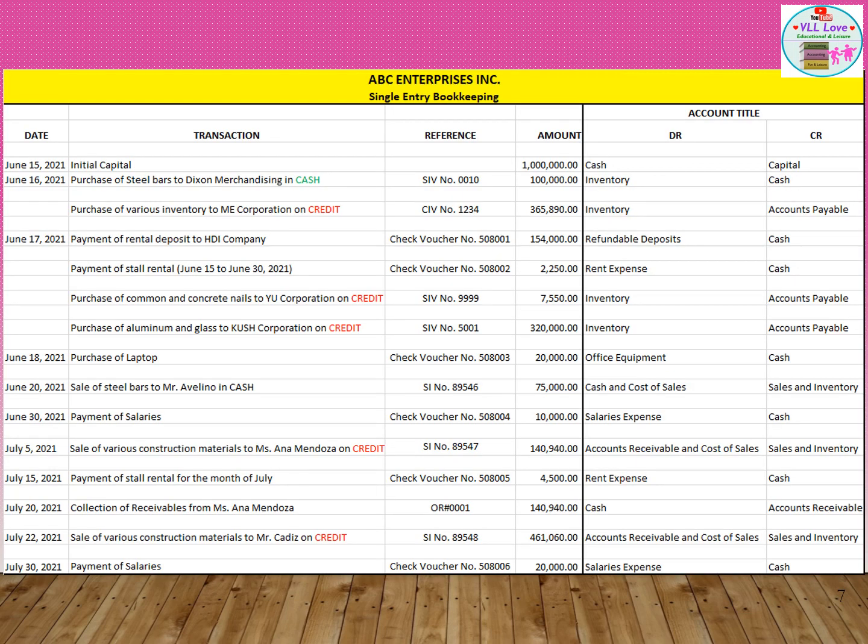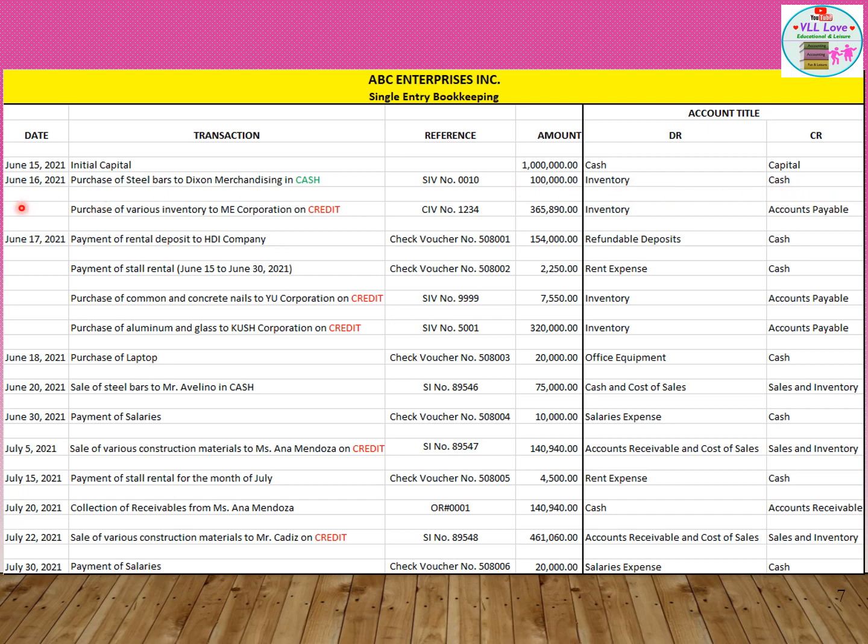On screen are the assumed transactions of ABC Enterprises, Inc. I decided to incorporate the account titles and the corresponding debit and credit for you to familiarize yourself with the account titles in every transaction I will mention. First, ABC Enterprises made an initial capital on June 15, 2021 in the amount of 1 million. So the accounts affected are cash and capital.